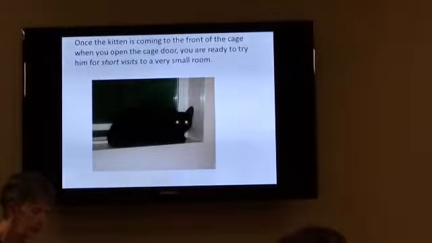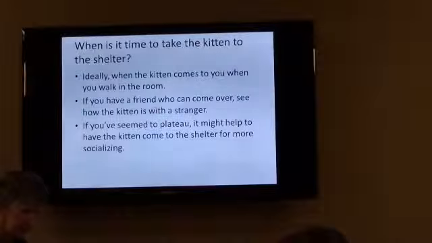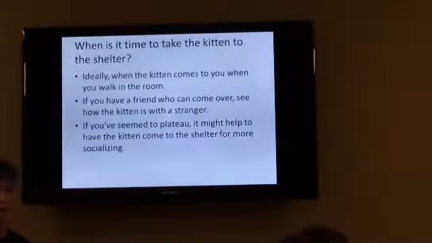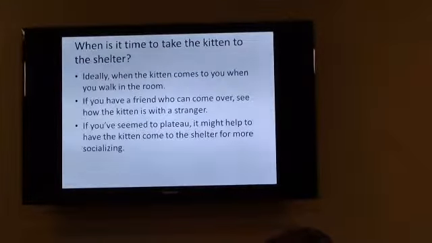So when is it time to take them to the shelter? Ideally, it's when you walk in the room and they come up and say hi. That doesn't always happen with the semi-feral. They're still a little bit nervous. These cats will maybe always be a little bit nervous. But you want them to be coming to you for petting, for attention, and that's when you're going to take them to the shelter.